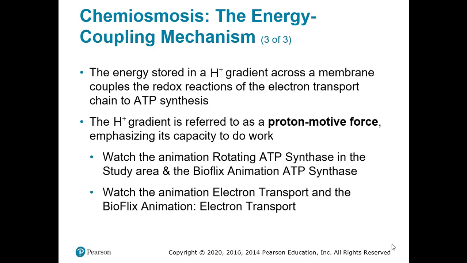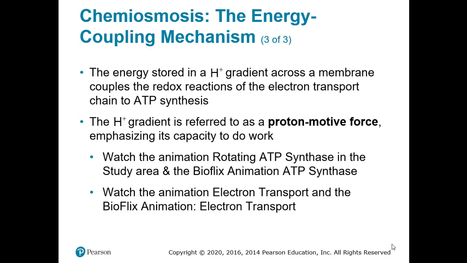The energy stored in the hydrogen or proton gradient across the membrane is going to couple with the redox reactions. Basically it drives the redox reactions of the electron transport chain so that we can make ATP synthesis. We call this a proton motive force, meaning the protons are the motivating or moving force that's going to give us the capacity to do the work.